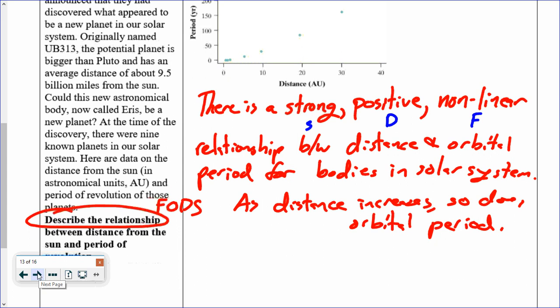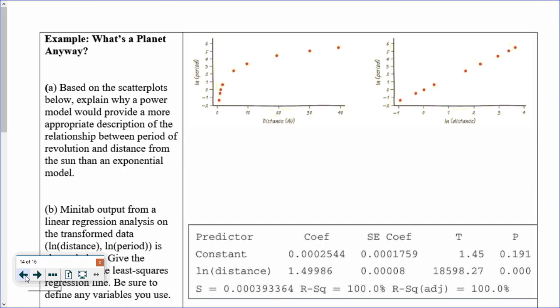But what transformation should I make? In order to figure out what transformation you should make, you're going to need to try both transformations. Which transformation is better? I don't know. Taking a look at these two, should be pretty clear to you which transformation is better. Based on scatter plots below, explain why a power model would be more appropriate than an exponential model.